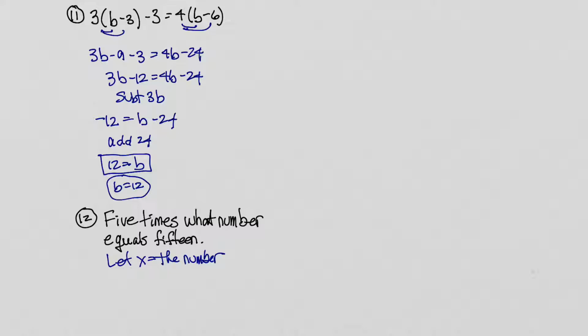So 5 times what number? That looks like 5x, keep going, equals, there's our equals, and then 15. So I'm just writing what I read. 5x equals 15. And now that's all we're supposed to do. We could, of course, solve this. Dividing by 5, we get 3. But all we're supposed to do is just try to translate this sentence into a symbolic mathematical sentence.